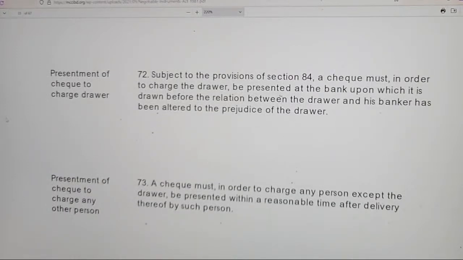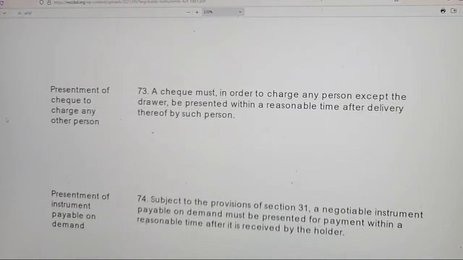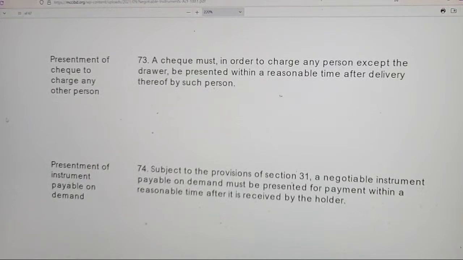72. Subject to the provisions of Section 84, a check must, in order to charge the drawer, be presented at the bank upon which it is drawn before the relation between the drawer and his banker has been altered to the prejudice of the drawer. Presentment of a check to charge any other person. A check must, in order to charge any other person except the drawer, be presented within a reasonable time after delivery thereof by such person.